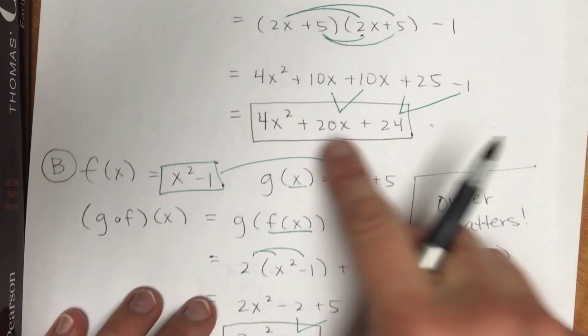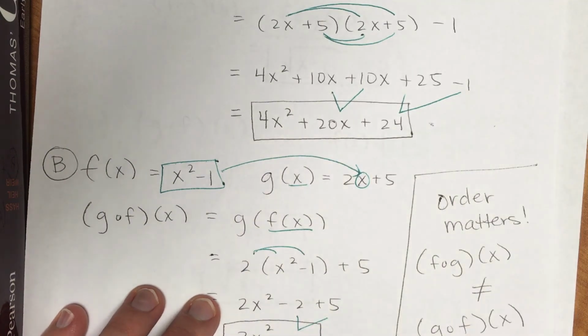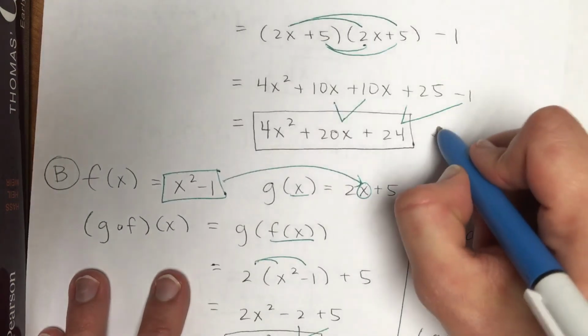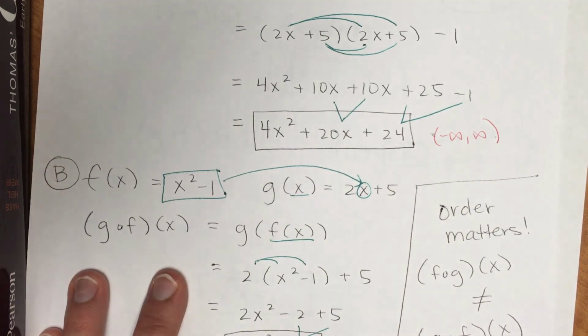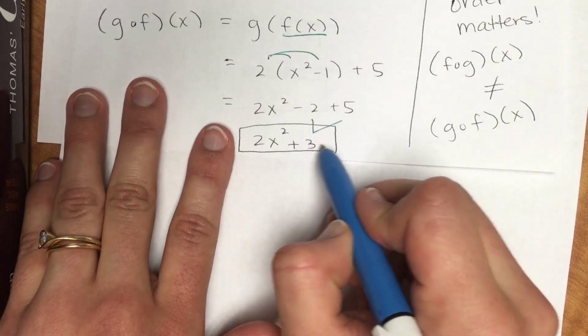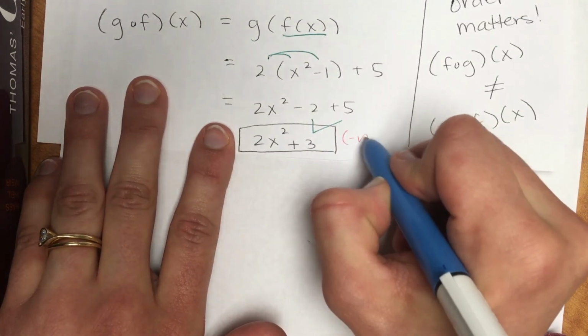So from the first example, I don't have anything here, so the domain, let me write that in red, is negative infinity to positive infinity. Same thing here, I don't have square root, log, or denominator, so there's my domain.